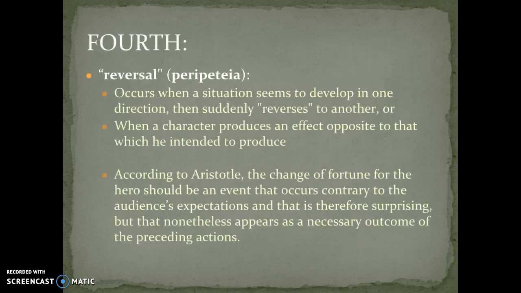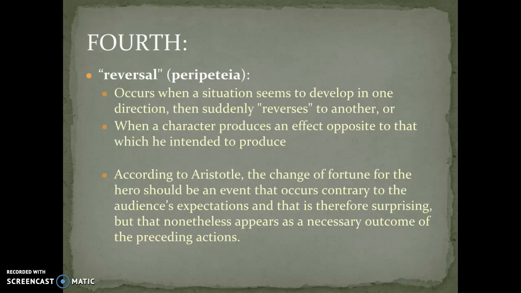The fourth thing we have is what we call a reversal, or the Greek term peripeteia. This occurs when a situation seems to develop in one direction, but suddenly it reverses to another, or when a character produces an effect opposite to that which he intended to produce. Think of Antigone, which you've read before. In Antigone, Creon intends to do what's right by the gods, but in fact it has the opposite effect and leads to the death of his son and his niece, Antigone.